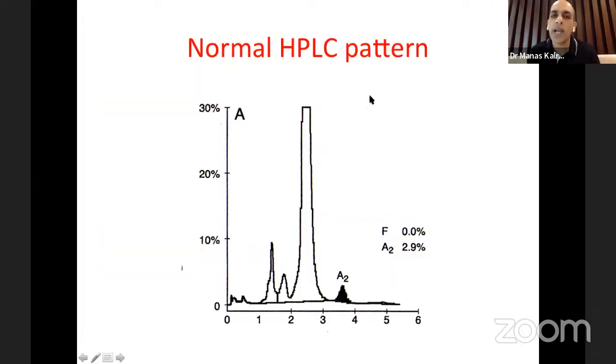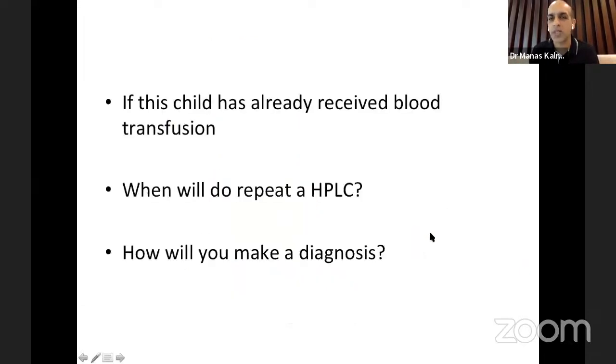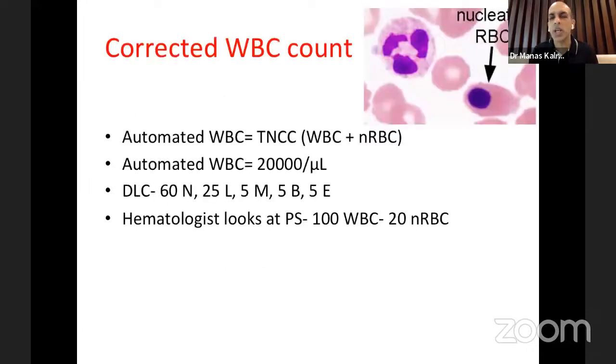So this is the normal HPLC where the HbF is actually very low, less than 1%. Okay, if the child has already received blood transfusion and comes to you, you can still look at the parents and find if they have thalassemia minor. As I've explained to you, with CBC and HPLC, you can confirm that the patient has thal major, and you can also make a diagnosis using mutation analysis.